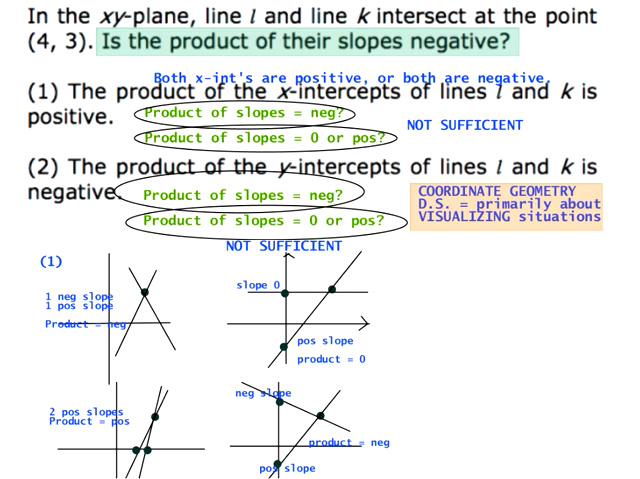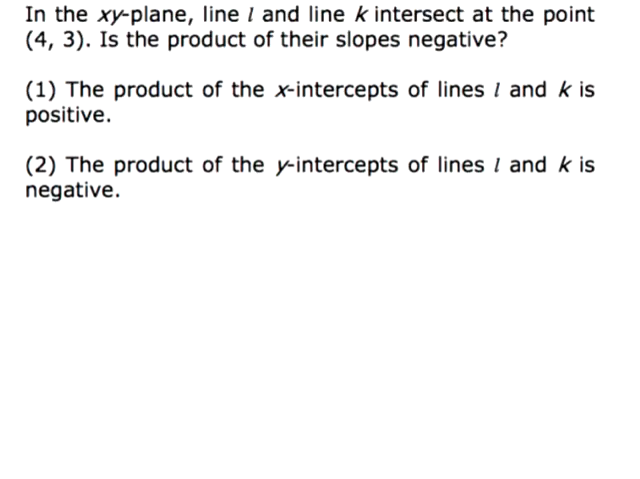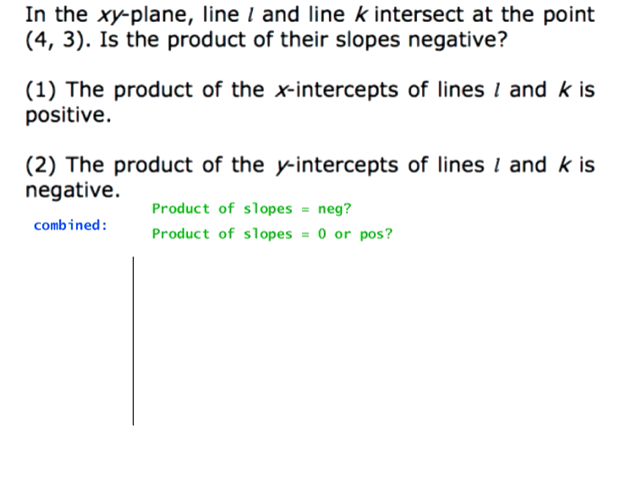So let's take this to the next page, because we are sort of running out of space here. So here. Okay, combined. So again, let's put those things that we're trying for again. So we want product of slopes equals negative, product of slopes is 0 or positive. Okay, well, so let's think about this. I mean, you have this point.